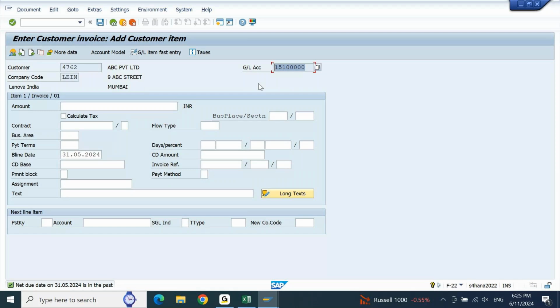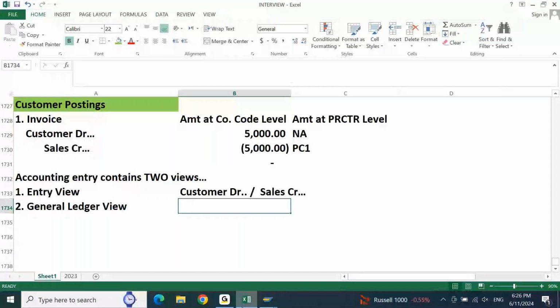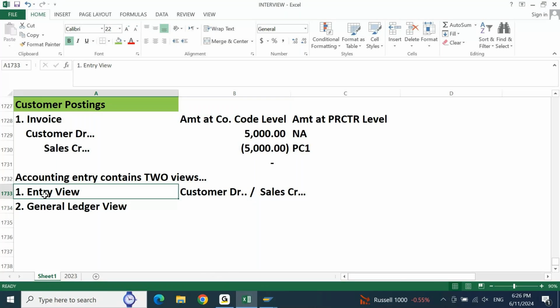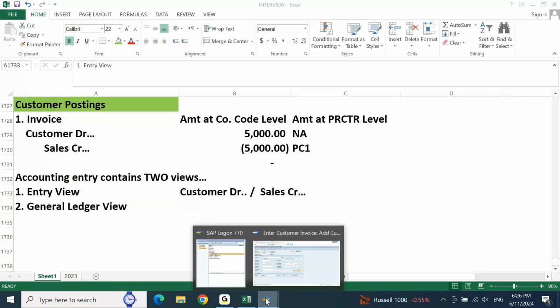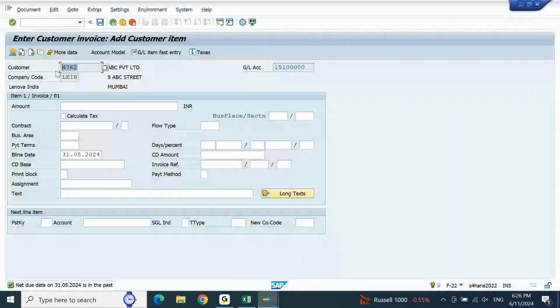Now we are also talking about the two views in the accounting document. One is the entry view, another one is the general ledger view. In the entry view, the system is going to display the customer account. In our example, the customer account is 4762. The system is going to display the accounting entry with 4762 as the customer account.